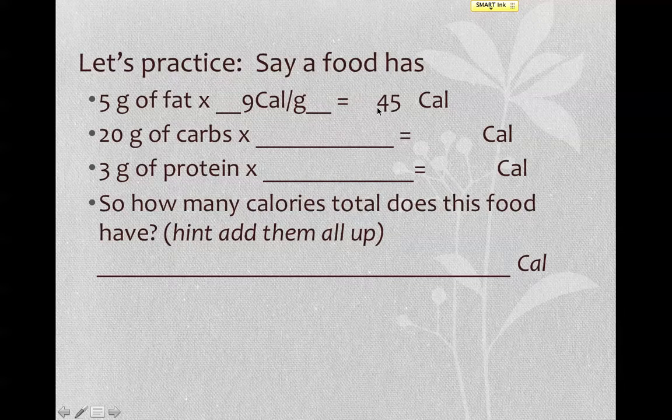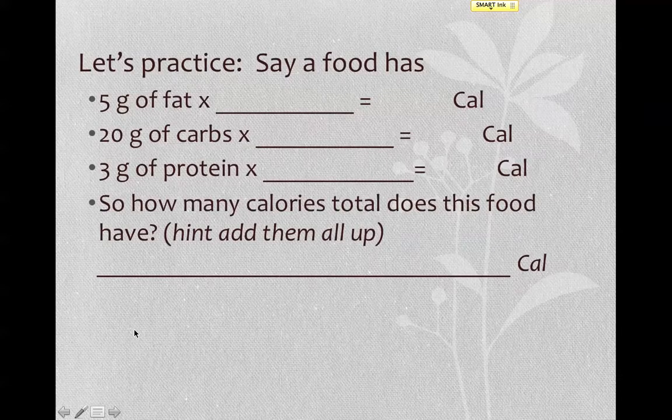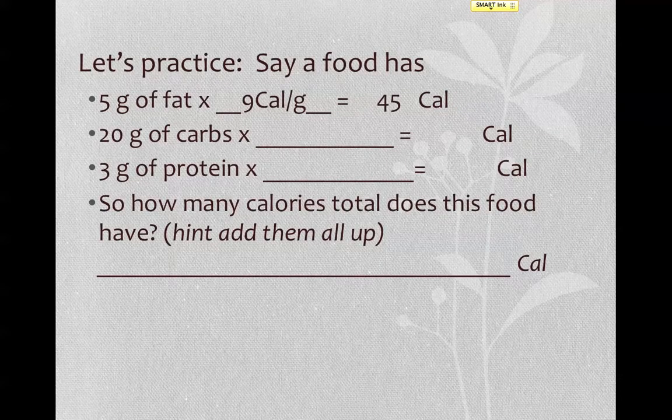So now I'd like you to pause this screen and practice by filling in what we're going to call a conversion factor, this 9 calories per gram. Fill in the conversion factor for both carbs and protein, do the math, and then add them all up. By the way, where did I get that conversion factor? I got it from here, right? 4, 4, and 9. Okay, so pause. Now fill that in, and when you unpause, I'll have the answer.